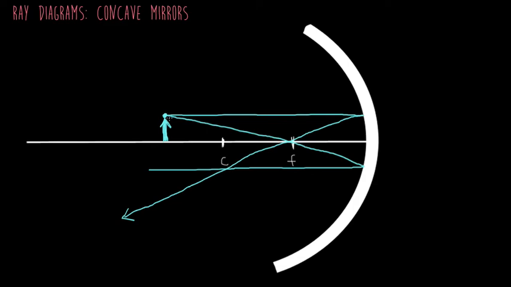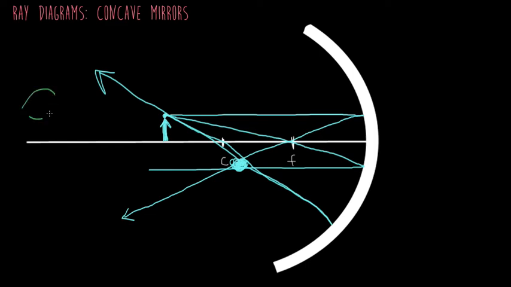Alright, so the third and final line goes from the object through the center of curvature, hits the mirror, and goes straight back. As you can see, there's kind of a place where they all overlap. If I had done this with a straight edge, they would have all met at a point, and that would have been where this part of the image was. However, I didn't do it with a straight edge, so it's not perfect. But we can still see that the image is formed right there.